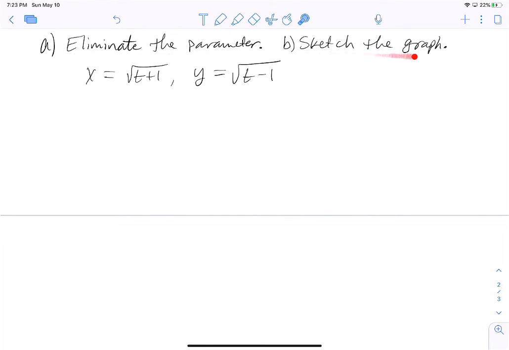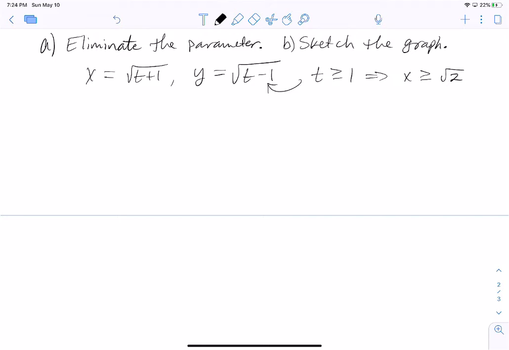Eliminate the parameter, and then sketch the graph of the curve given by x equals the square root of the quantity t plus 1, y equals the square root of the quantity t minus 1. First off, let's note that t has to be greater than or equal to 1 because y has a square root of t minus 1. And if t is never smaller than 1, then x is never smaller than the square root of 2. Just some observations that I made there.